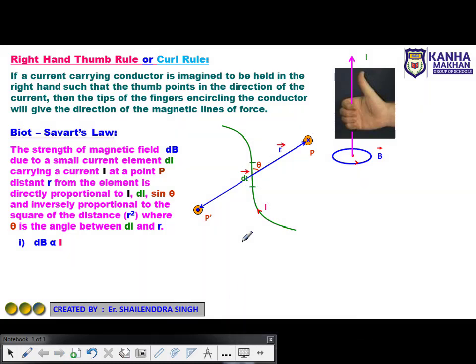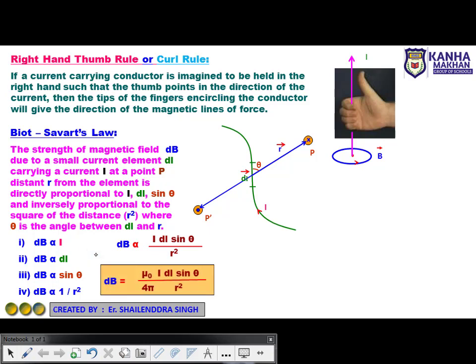Now you know very well that the small magnetic field is produced by the small element dL, and that dL will provide a magnetic field which will also be very small, known as dB. So here dB will be directly proportional to the current I flowing through the conductor. dB will be directly proportional to the length of the dL element. dB will be directly proportional to sin theta, as well as inversely proportional to the distance r from the wire to the point. Therefore, finally we get the result: dB is directly proportional to I dl sin theta by r square.